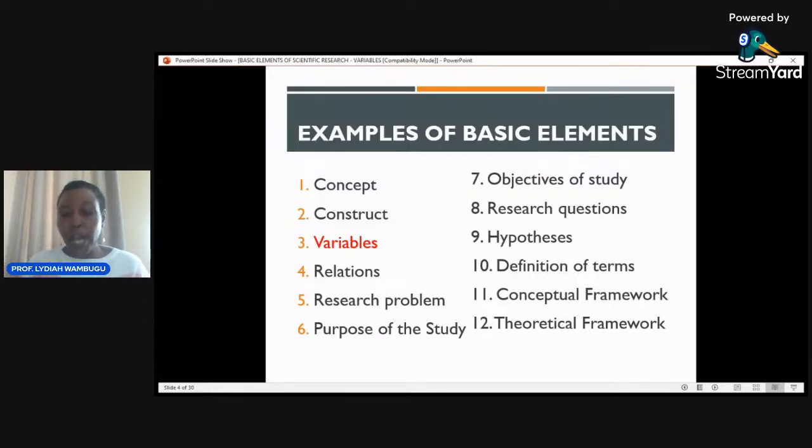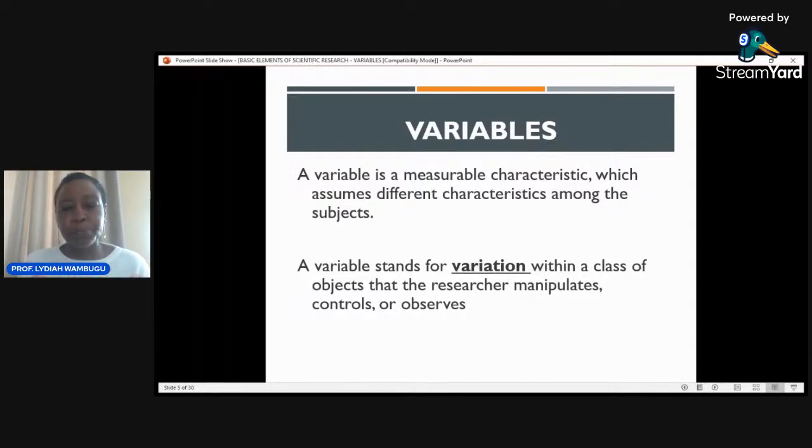So today we are going to discuss variables. The word variable comes from the word vary, or it stands for variation. When you hear the word variable, the first thing that should come into your mind is that whatever I am looking at must be varying within a class of objects, within a class of what I am observing. There must be some variation.